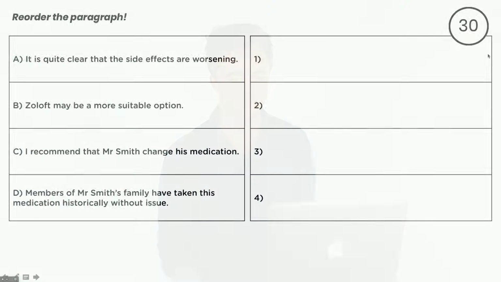What would be the good introductory sentence that's clear that introduces the paragraph? And in what order from most important to least important would these sentences go? Okay, and this is a recommendation paragraph. You have 30 seconds.